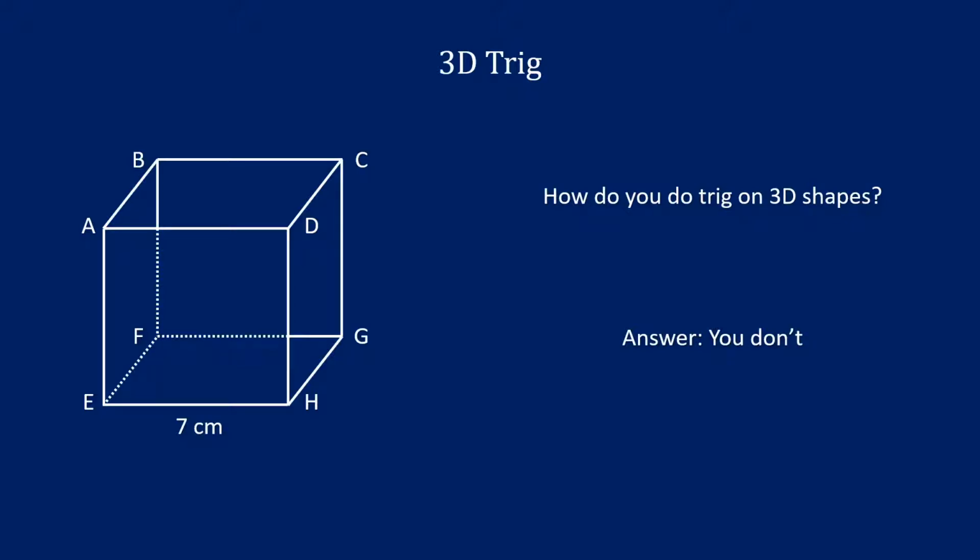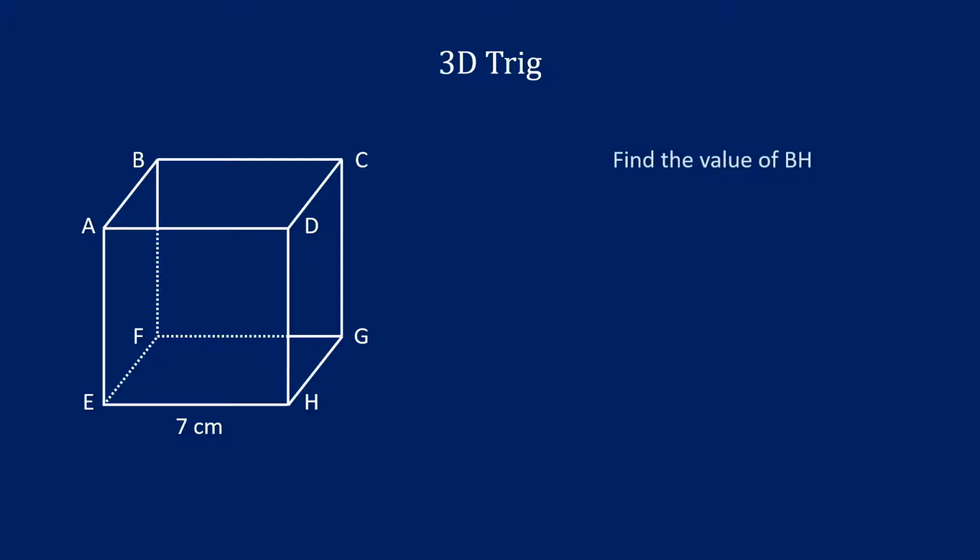The whole thing about 3D shapes is you're going to slice triangles out of 3D shapes and work with that. That is the only new skill that you're learning today. Everything else you've done already. So let's take a look. We're finding the value of BH. So first of all, let me show you where BH is in the diagram. It's that guy over there.